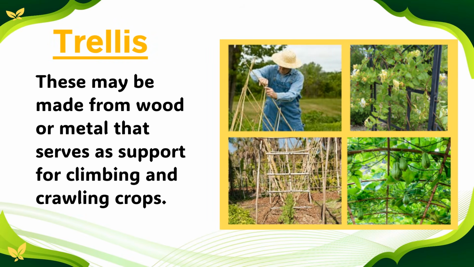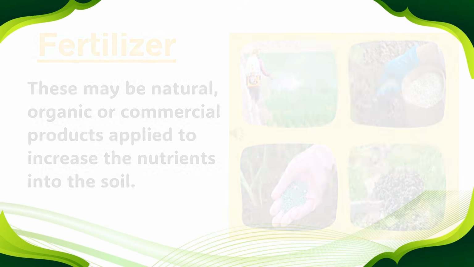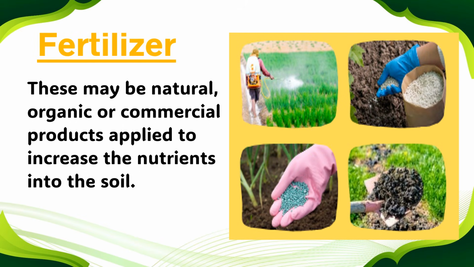Trellis. These may be made from wood or metal that serves as support for climbing and crawling crops. Fertilizer. These may be natural, organic, or commercial products applied to increase the nutrients into the soil.